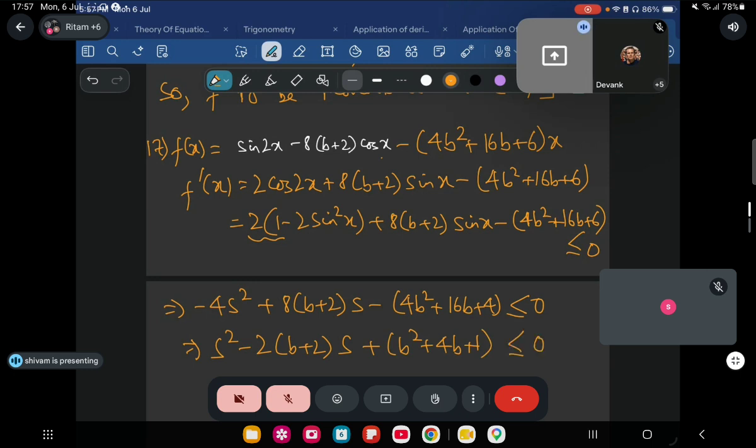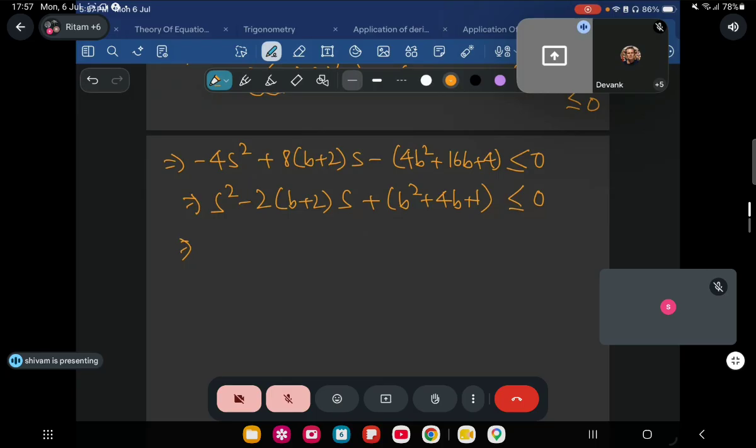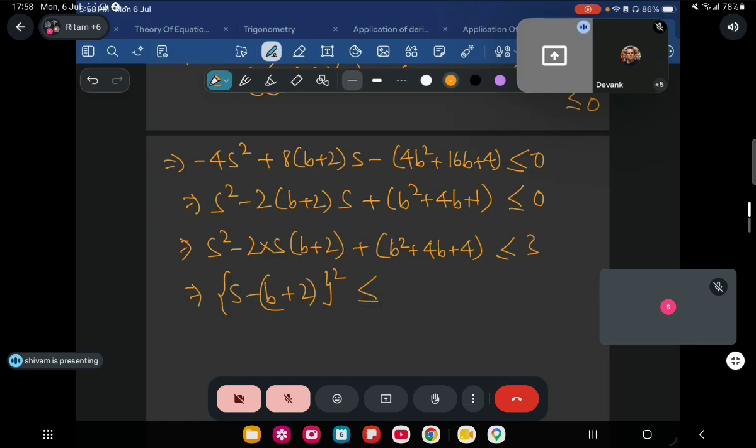Now see, now we can make it a perfect square, right? On making it a perfect square, we'll get sine square minus 2 into sine into b plus 2. What is b plus 2 whole square? b square plus 4b plus 4. So we can add 3. We'll get plus b square plus 4b plus 4 less than or equal to 3. Right. Next, we'll get sine x minus b plus 2 whole square is less than or equal to 3.